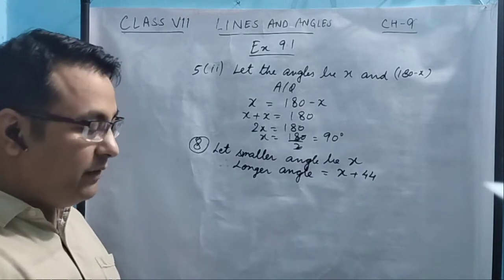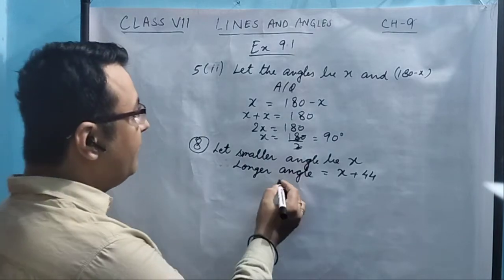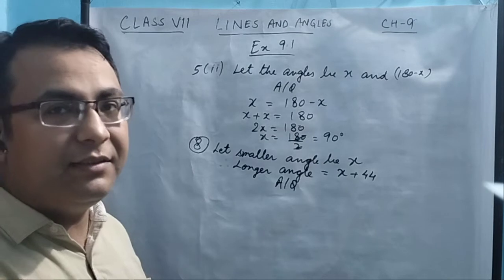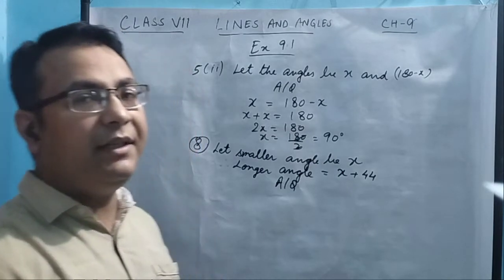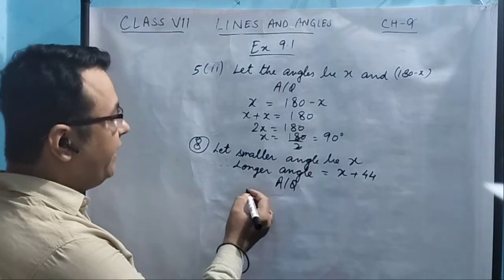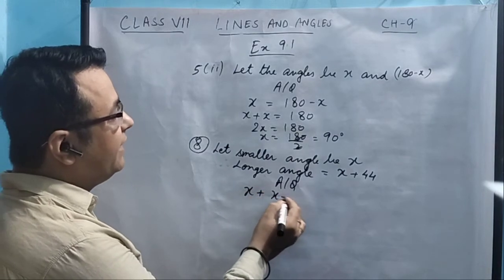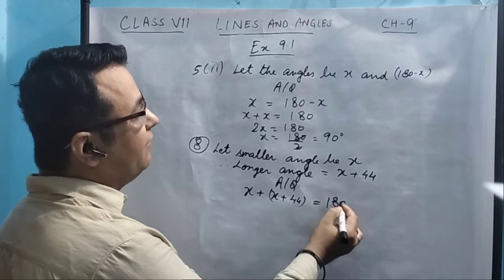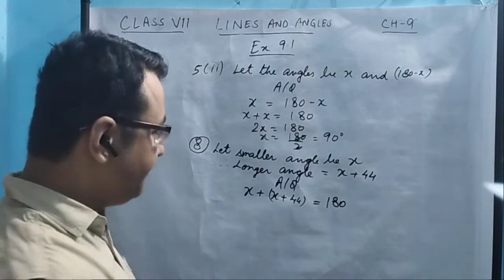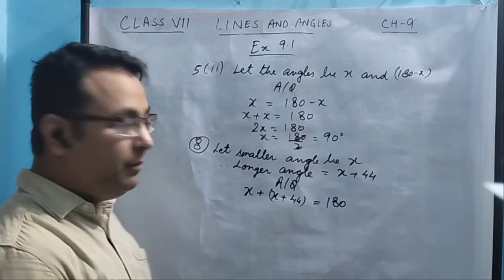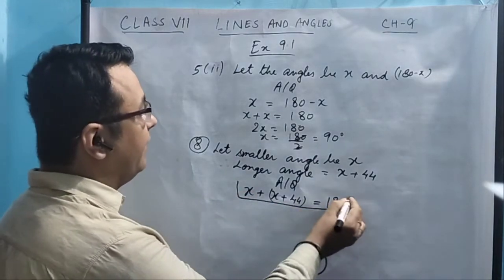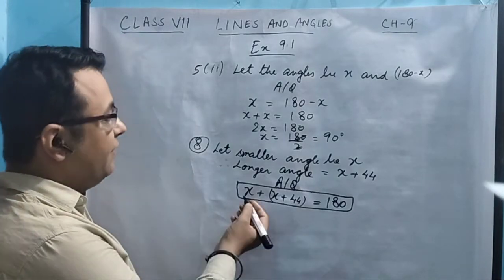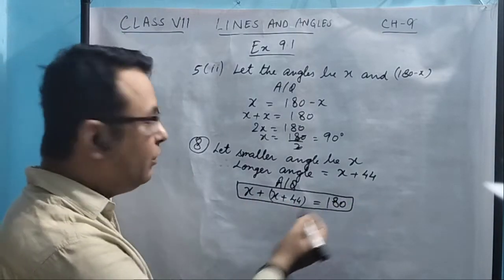Now it is also given that both the angles are supplementary. If you remember from the definition of supplementary angles, two angles are said to be supplementary when their sum is 180. So one angle is x and other angle is x plus 44. So they will be supplementary only if their sum will be equal to 180. So our required equation will be x plus x plus 44 is equal to 180. First angle and second angle, their sum will be equal to 180.